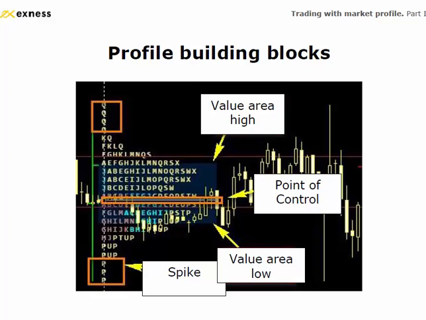Secondly, it is point of control, which is considered to be the fairest price to do business for the given day. And this particular example shows a normal day, or the day with one point of control, but sometimes they can have up to 3 points of control, or even more.